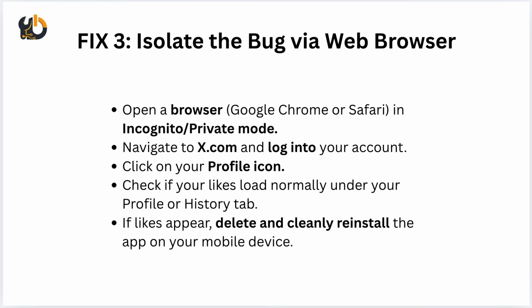Third fix is isolate the bug via web browser. Open a web browser in incognito or private mode. Navigate to x.com and log into your account. Then click on your profile icon. Check if your likes load normally under your profile or history tab.